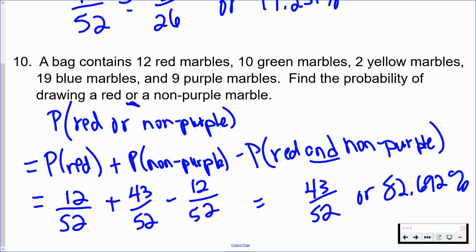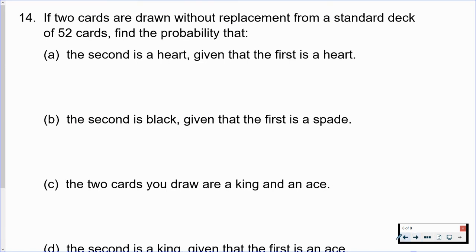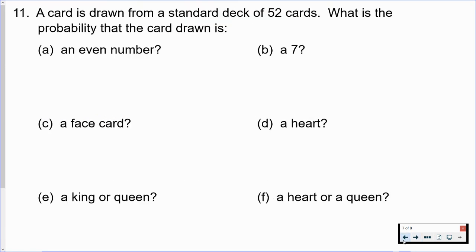only 9 purple ones, so red or non-purple is going to be all the rest of the marbles. Okay, but this is an illustration, so we know how to use this problem. How do we use this equation when we get to ones where it's a little bit more complicated? Let's take a look at working through a deck of cards.